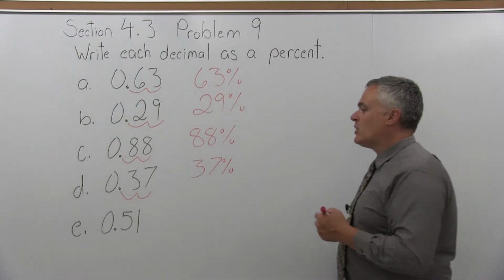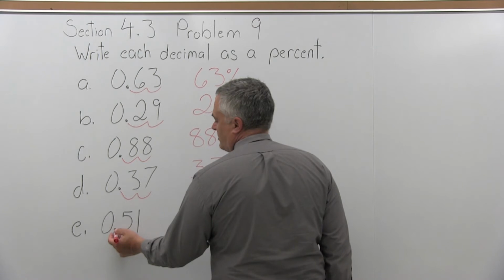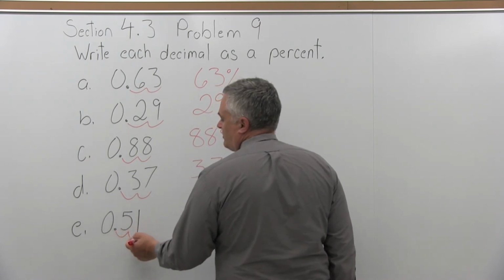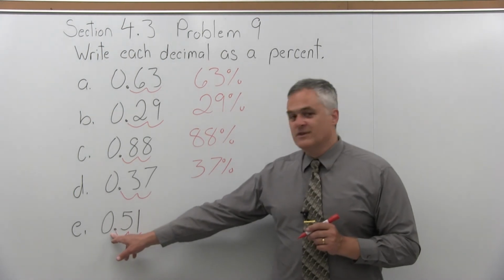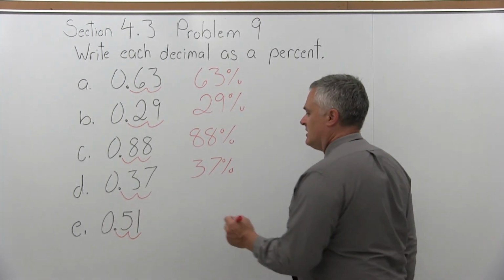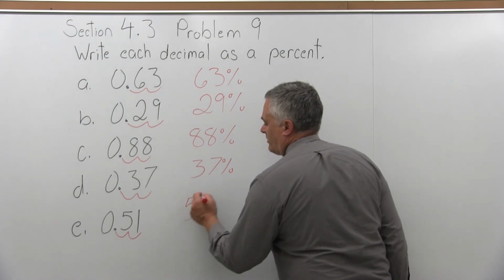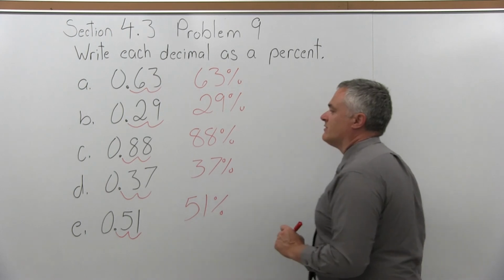And finally, the last one, part E, 0.51, write that as a percent. Take the decimal where it is, move it 2 positions to the right, so it goes from being between the 0 and the 5 in its decimal version to coming after the 1 in the percent version. So you would put 51 with a percent. So 0.51 as a decimal is equivalent to 51%.